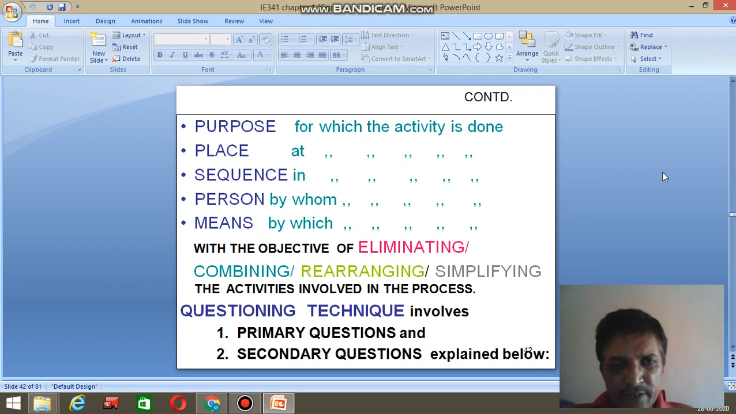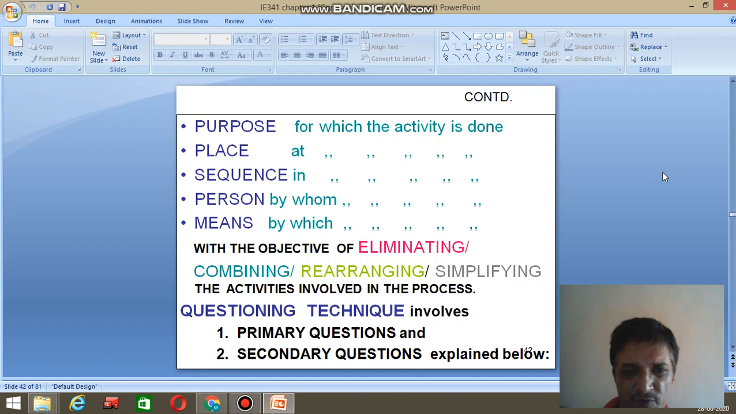Whenever we are doing any activity critically, or a critical examination, mainly five questions are asked: purpose, place, sequence, persons, and means. Purpose is the reason for which the activity is being done, place is where it is being done, sequence is the order in which it is being done, persons is who is doing it, and means is how it is being done.